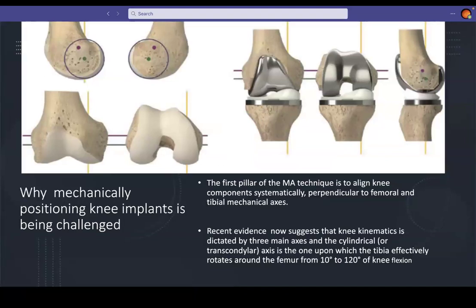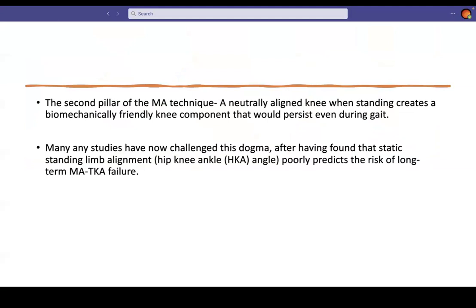So why is the mechanical position of knee implants being challenged? The first pillar of the mechanical alignment technique is to align knee components systematically perpendicular to the femoral and tibial axis, as we discussed earlier. But recent evidence suggests that knee kinematics is dictated by three main axes. And the transepicondylar axis is the one upon which the tibia effectively rotates around the femur from 10 to 120 degrees of knee flexion.